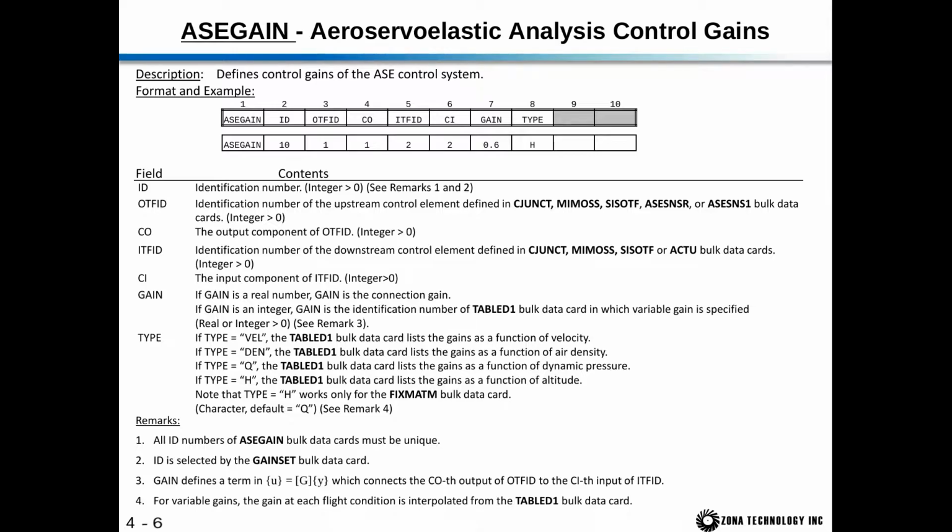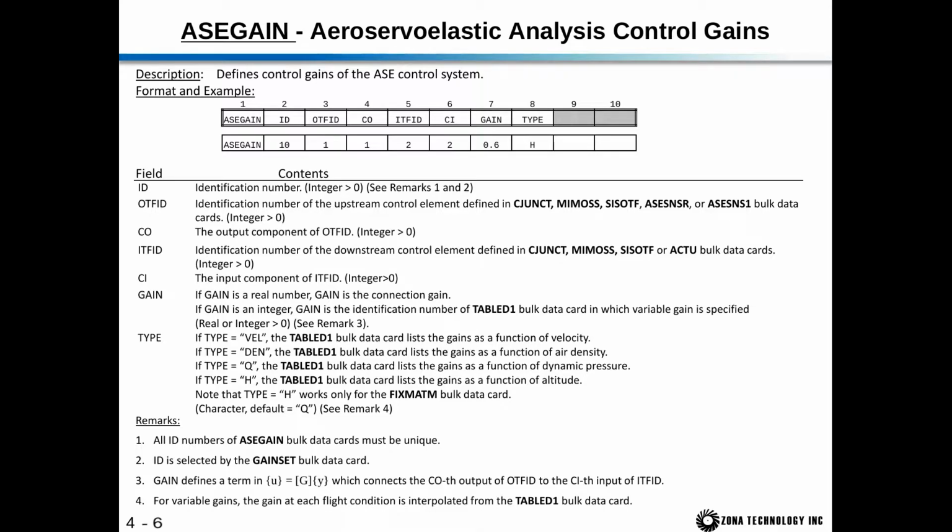Next, gain can either be a real number or an integer. If gain is a real number, then that gain is the gain value of the connection. So usually that would be 1, but you could adjust the gain as needed. The next option is if gain is an integer, then gain is the identification number of a table D1 card where the variable gain is specified.